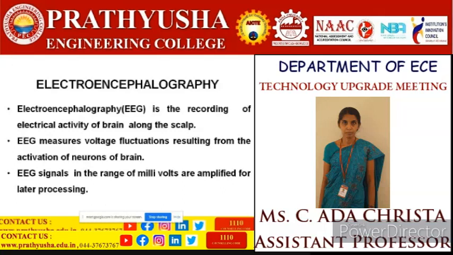Electroencephalography, EEG, is the recording of electrical activity of the brain along the scalp. Electrodes are placed on the scalp and the electrical activity of the brain is recorded. The voltage fluctuations in EEG are due to the activation of neurons in the brain. The EEG is collected from tens to hundreds of electrodes placed on the scalp. The amplitude of brain signals is very small, in the range of millivolts, so the signal is amplified for further processing.